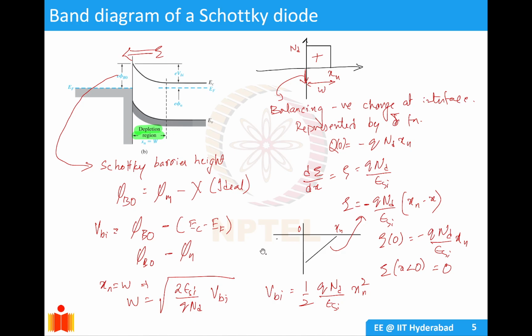And your built-in voltage is calculated by integrating over the electric field. You can calculate your built-in potential, and it comes out to be half q Nd by epsilon si xn squared. And from this formula you can get your W, which equals the square root of 2 epsilon si by q Nd times Vbi.